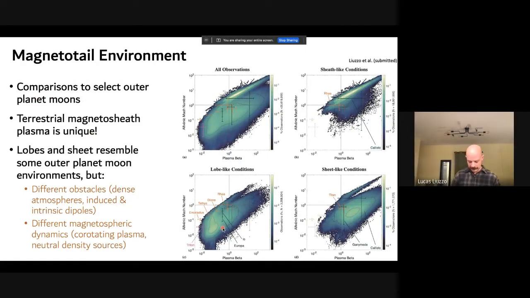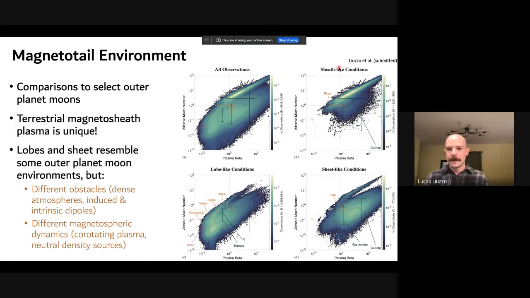So we can take this now and try to understand and place the moon's magnetotail environment into the context of other outer planet moons. What I'm showing now, instead of magnetic field or densities, are dimensionless quantities. On the vertical axis is the Alfvénic Mach number, which is the ratio between the plasma flow velocity and the Alfvén velocity. It tells you how quickly Alfvénic or magnetic perturbations travel in the plasma. And on the horizontal axis is the plasma beta, which is the balance between particle pressure and magnetic field pressure.